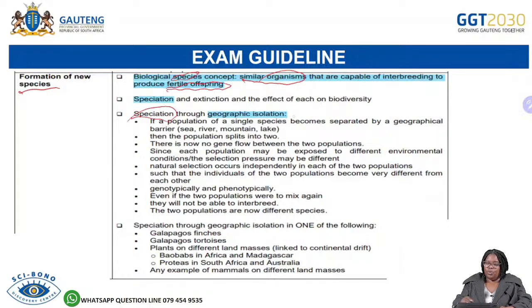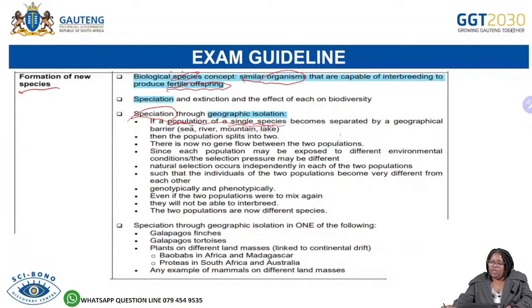So speciation through geographical isolation. If a population of a single species becomes separated by what? By a geographical barrier. Now, it's important when you're explaining speciation to start with the word population, because learners are getting it wrong if they talk of species from the word go. So you must indicate that it's a population of species, because if you start with species becoming separated by a geographical barrier, definitely you are going to lose marks there.